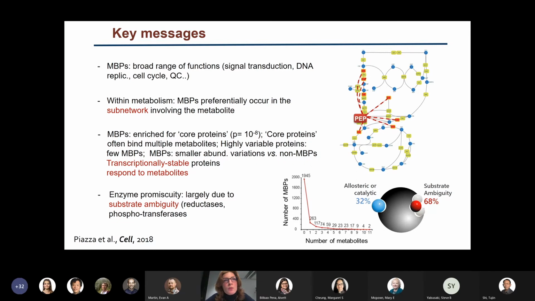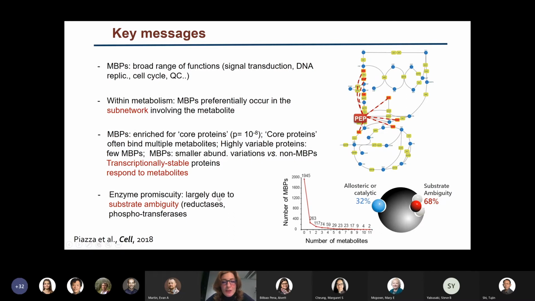They came up with a group of proteins that are just incredibly stable across more than 300 perturbations of E. coli cells. And we found that these proteins were enriched in metabolite binding proteins, suggesting that these proteins are transcriptionally stable. However, they respond to perturbations by binding of metabolites.